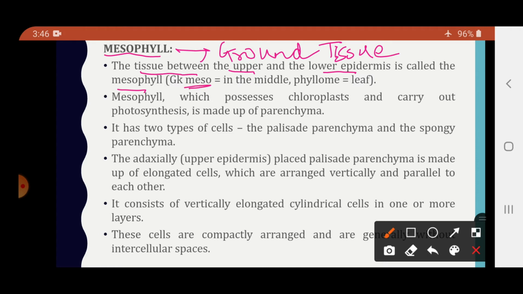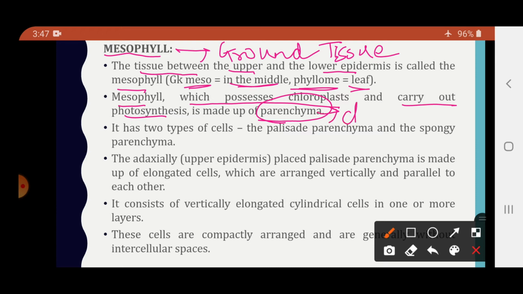It is a Greek word. Meso means in the middle, and phyllum means leaf. So the tissue present in between the upper and lower epidermis of the leaf is called the mesophyll. The mesophyll possesses chloroplast and carries out photosynthesis, and it is made up of parenchyma. As it consists of chloroplast, it is concerned with the process of photosynthesis, and this complete mesophyll is made up of parenchyma.